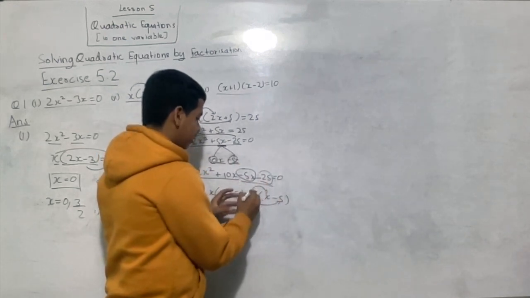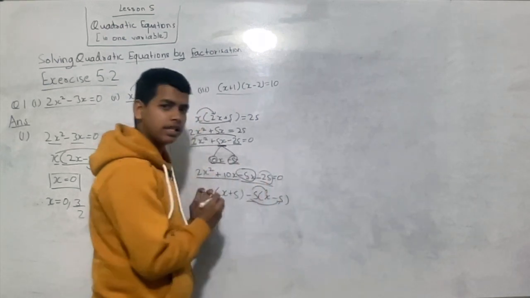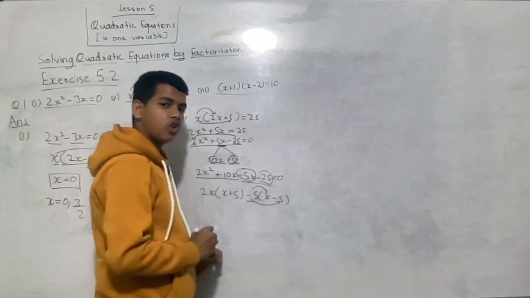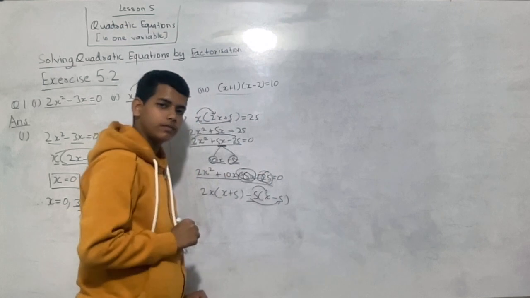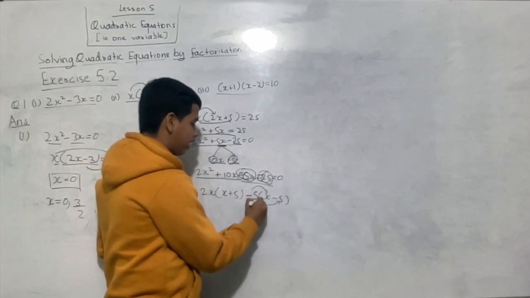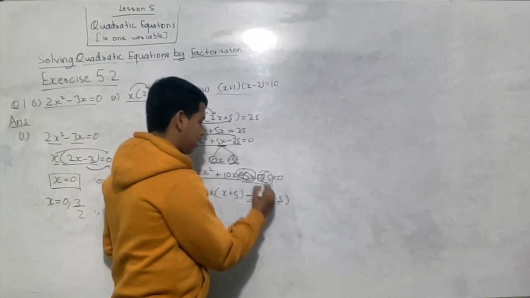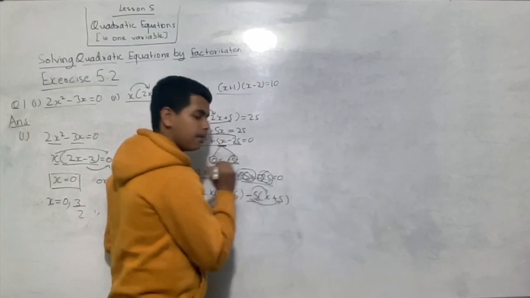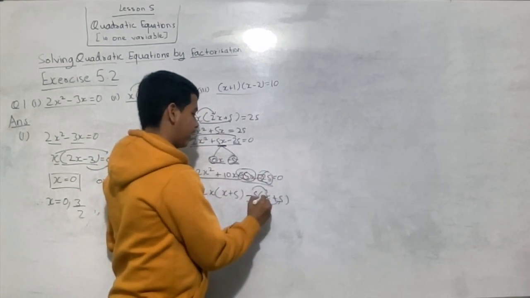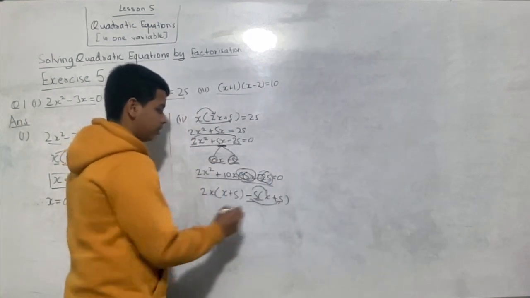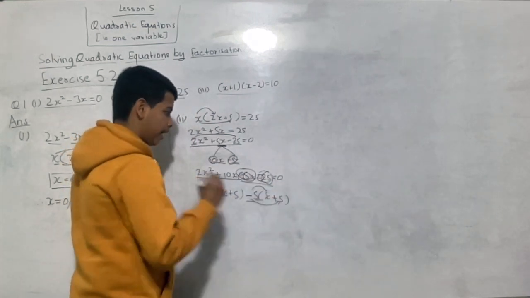So I am taking 5 as well as minus common. Here minus 5 is common, not just 5. So minus is also common and 5 is also common. I am taking minus as well as 5 out here. When I take minus out of minus, I get plus. And then when I take 5 out of 5x minus 25, I get x plus 5. So remember this sign.